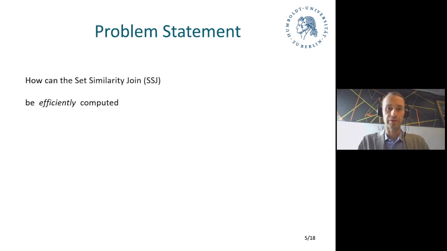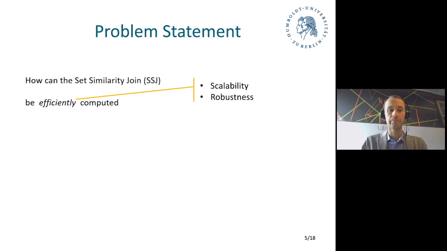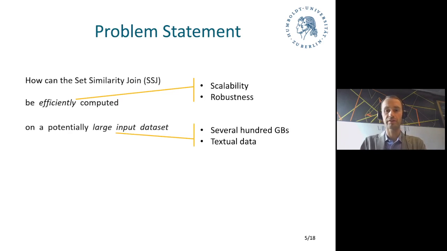This is the problem statement. How can the set similarity join be efficiently computed? By efficiently, I refer to scalability and robustness, especially when it comes to different data characteristics. On a potentially large input dataset, by large input dataset I mean several hundreds of gigabytes, and I focus on textual data here. Textual data means I assume a Zipfian distribution and usually very high counts of different tokens.